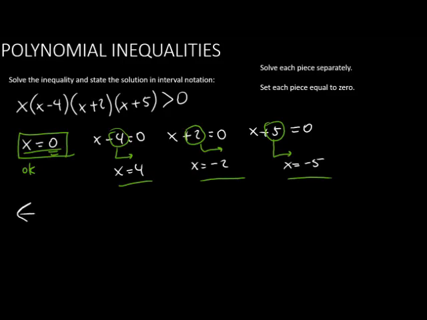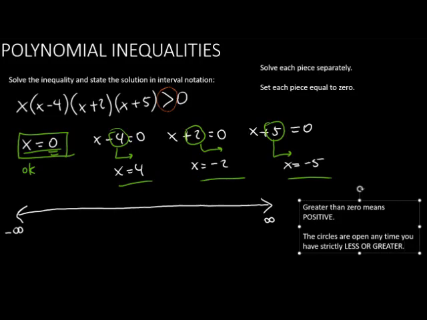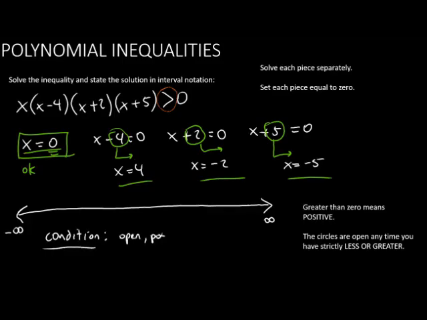Let's begin by drawing a number line. We place our infinities on the left and the right, and now we look to the symbol to tell us what to do. The condition we have here is greater than 0, and greater than 0 means positive. So we'll make a note of that below the number line that our condition is that we want positive answers and we want open circles. We'll place an open circle at 0, place another one at 4, and some more circles at negative 2 and negative 5.